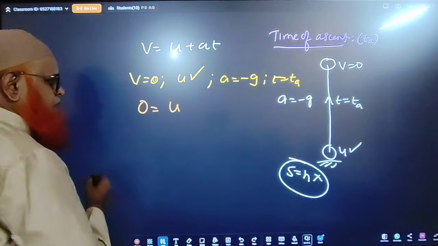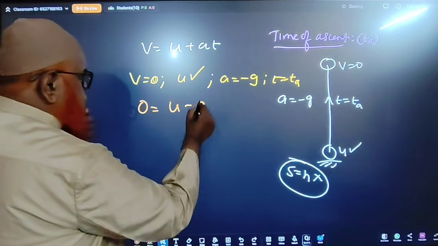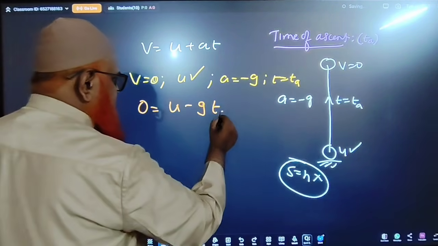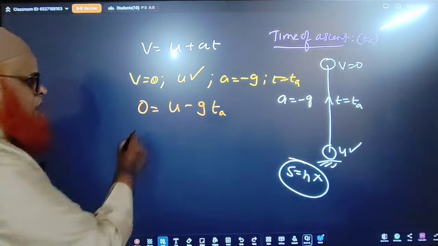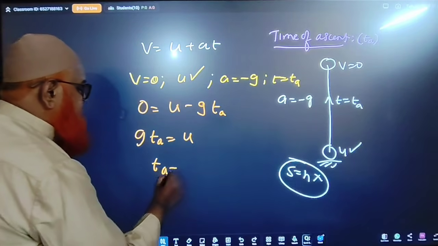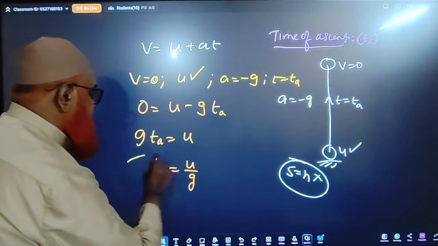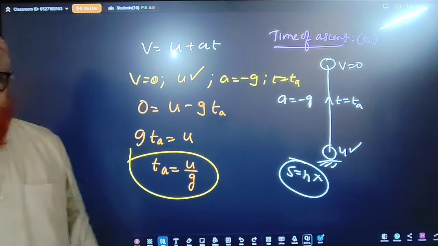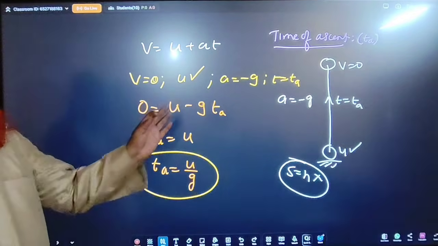So that's going to happen now. What's going to happen now? 0 is equal to U, A is equal to minus G, T is equal to TA, time of ascent. So this is going to be GTA, which is equal to U. TA is equal to U by G. So I got the formula for time of ascent, which is U by G.